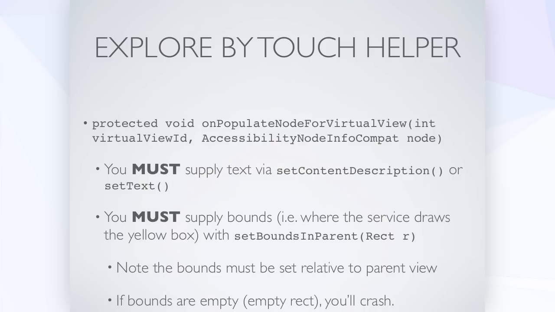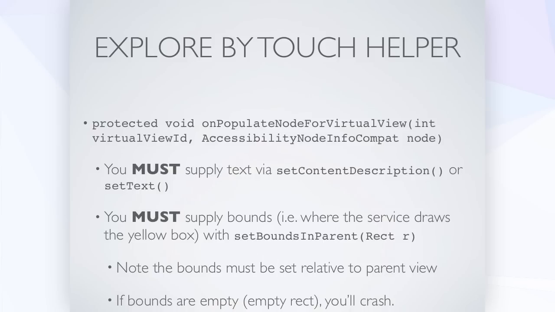And this is the one where you're going to do all your actual custom work. So my node is my virtual view as far as I'm concerned. I'm going to be supplied with an accessibility node info compat, backwards compatible again. And I'm going to absolutely have to set a content description, and this is the one that you will hear read out to you, the red dot, the yellow dot, the blue dot.